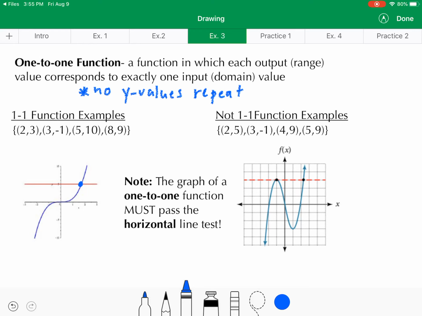Over on the right-hand side, two examples of functions that are not one-to-one. Notice the set of ordered pairs. Your domain values, your x values, none of them repeat, so it is a function, but then see how you have these 2 points with the same y value of 9? That means you're not one-to-one. Look at the graph below it. You have 2 points on this graph that have the same y coordinate. It's not passing the horizontal line test, therefore it is not a function.